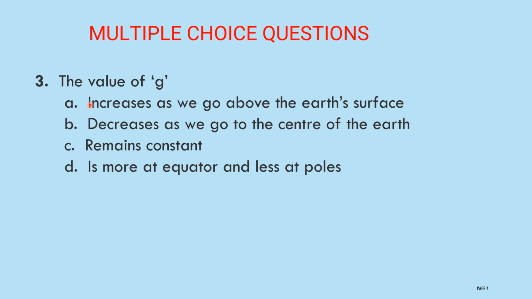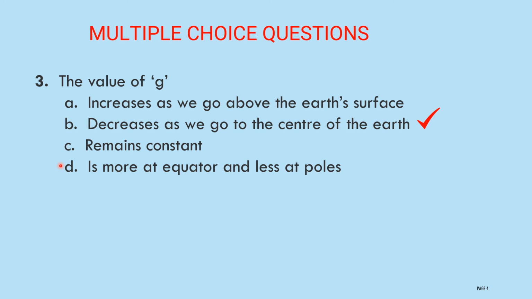Next question: the value of g. g is the gravitational acceleration, and they are asking how it will vary. Option A, increases as we go above the earth's surface. B, decreases as we go to the center of the earth. Option C, remains constant. Option D, more at the equator, less at the poles. The correct answer for this question is decreases as we go to the center of the earth.